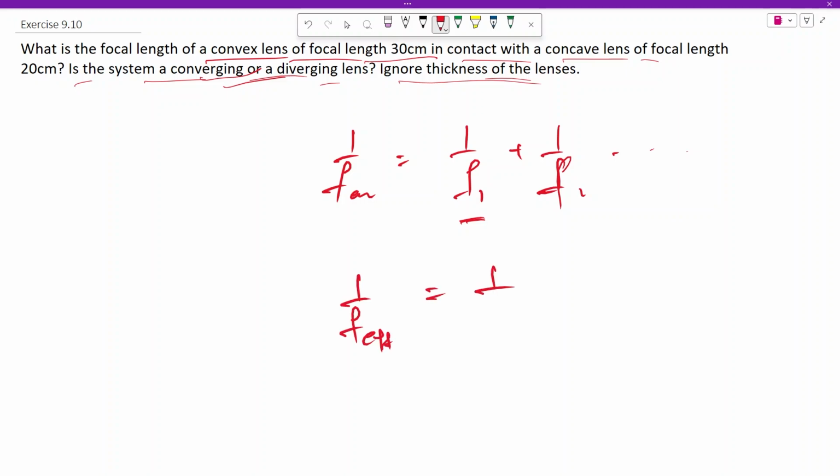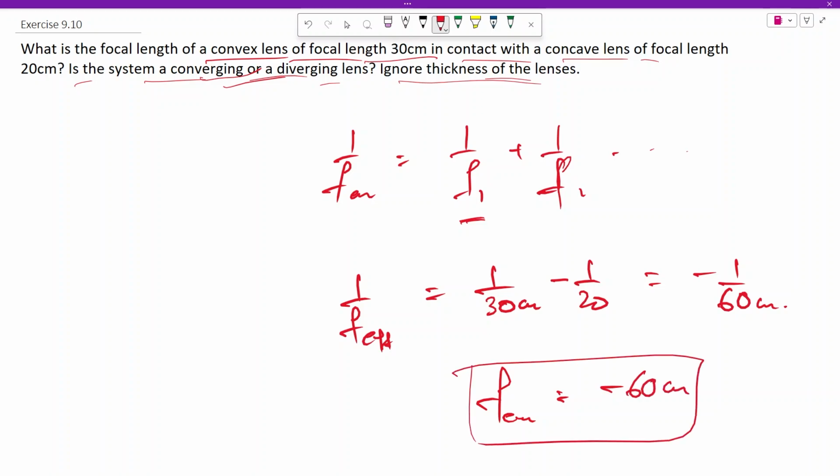1/f1, that is 1/30 for the convex lens, minus 1/20. So after adding this we will get a value of minus 1/60 per centimeter. So the effective focal length is going to be equal to minus 60 centimeter.